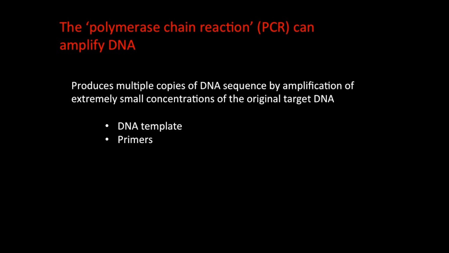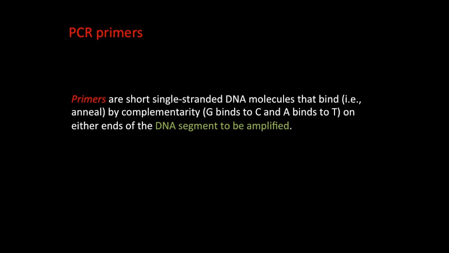The polymerase chain reaction, abbreviated as PCR, is a laboratory technique that produces multiple copies of a DNA sequence by amplification from extremely small sample sizes. A basic PCR requires several components, including the DNA template to be amplified and primers. The primers are short, single-stranded DNA molecules that bind by complementarity, where guanine binds to cytosine and adenine binds to thymine, on either ends of the DNA segment to be amplified.